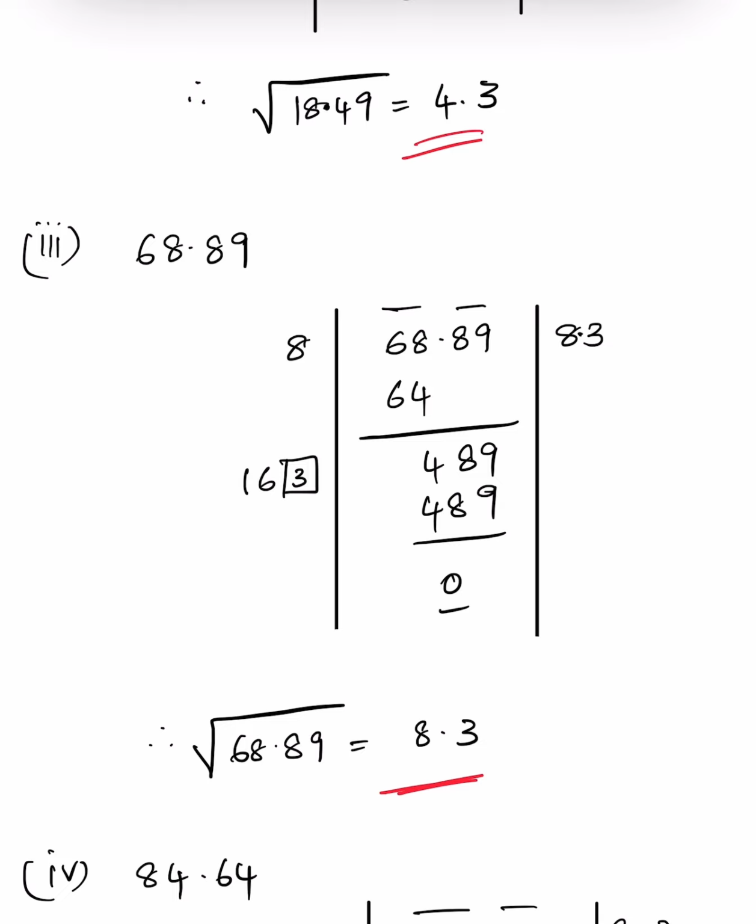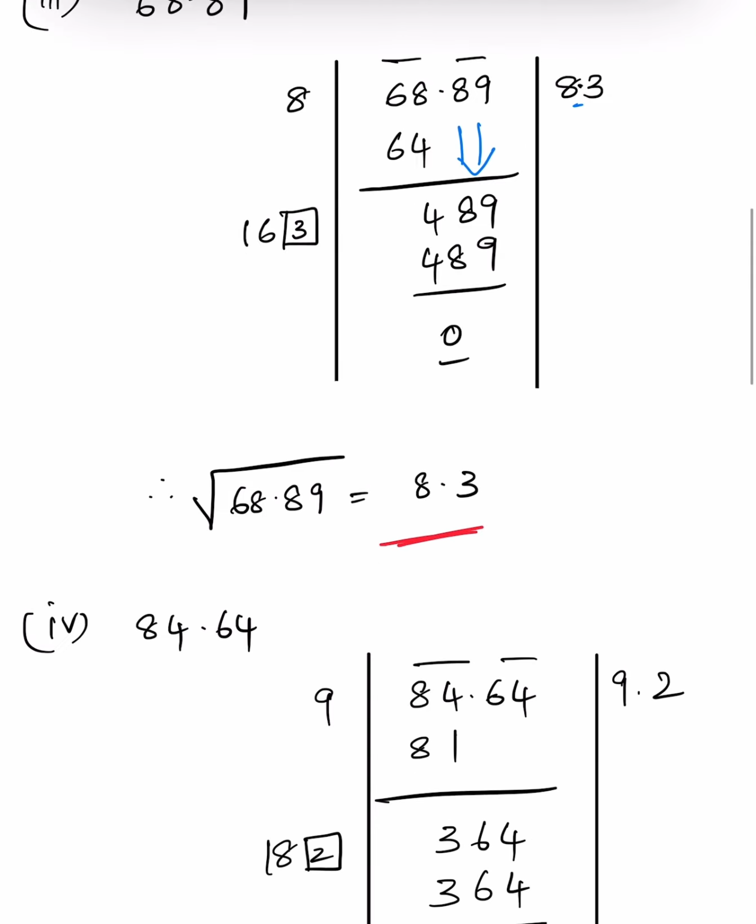Start the division method. 8 into 8 is 64. We have 4 remaining. We keep a decimal here in the quotient. We bring 8 9 down. We add 8 and 8, that is double the quotient 16, and then we put a box here. So what is the product of 163 and 3? It is 489. So 163 into 3 is 489. Remaining is 0. Therefore the answer is 8.3. Square root of 68.89 is equal to 8.3.